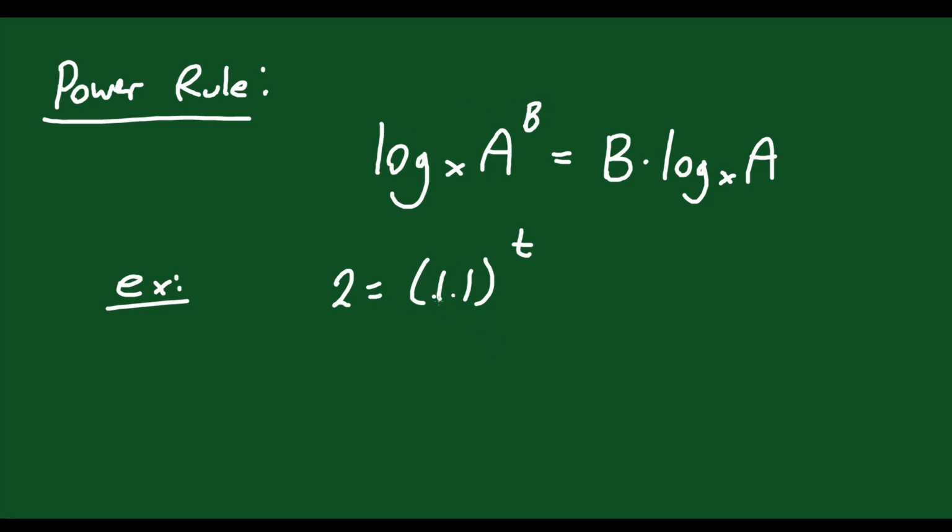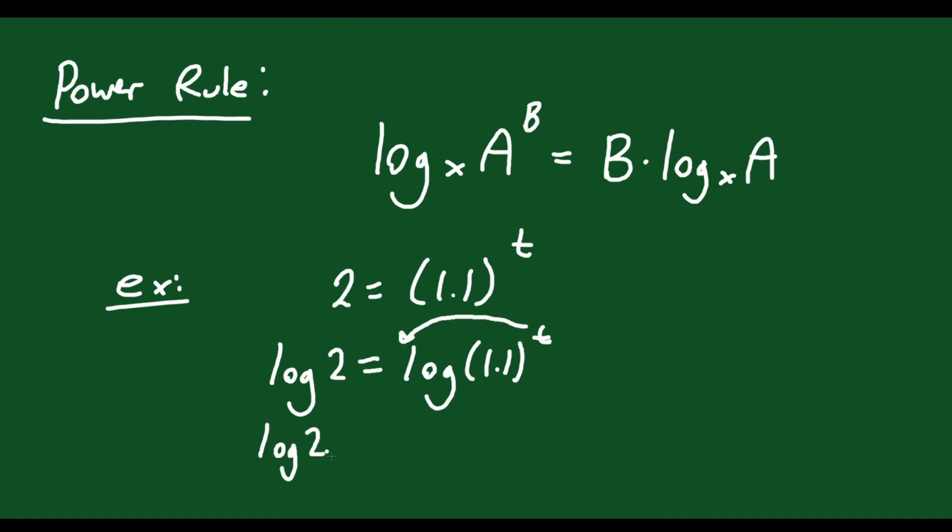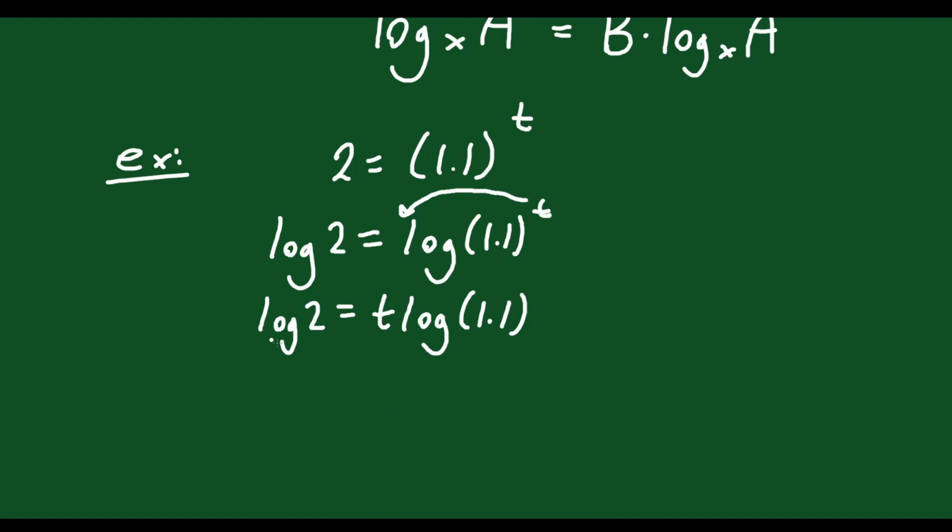All you have to do is have a logarithm here. So what you'll do is take the log of both sides. So log 2 equals log of 1.1 to the t. And then you can bring that t to the front. So you end up getting log 2 equals t times log of 1.1. Right? So we took log of both sides, which is allowed. If you do it to one side, you do it to the other side.